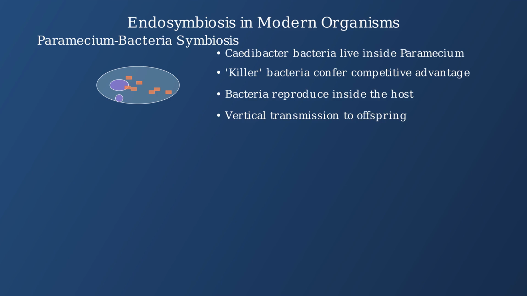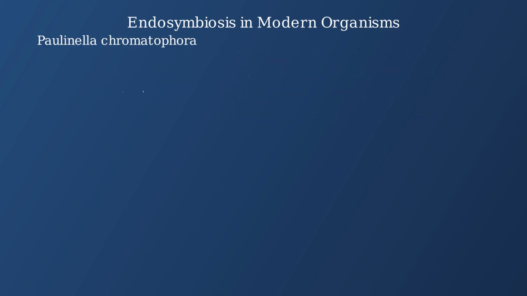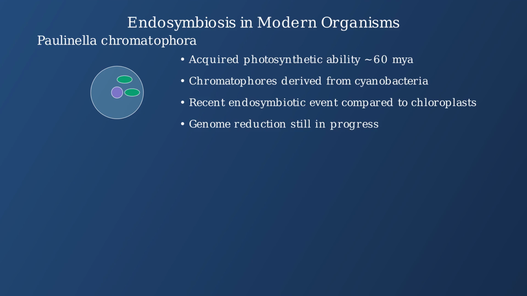The bacteria cannot complete their life cycle outside the host and are transmitted to offspring. Pollinella chromatophora represents a recent endosymbiotic event that occurred about 60 million years ago. This amoeba acquired photosynthetic organelles called chromatophores from cyanobacteria. Unlike other algae, whose plastids evolved over 1 billion years ago, Pollinella's endosymbiotic event is much more recent, providing a glimpse into early stages of organelle evolution.